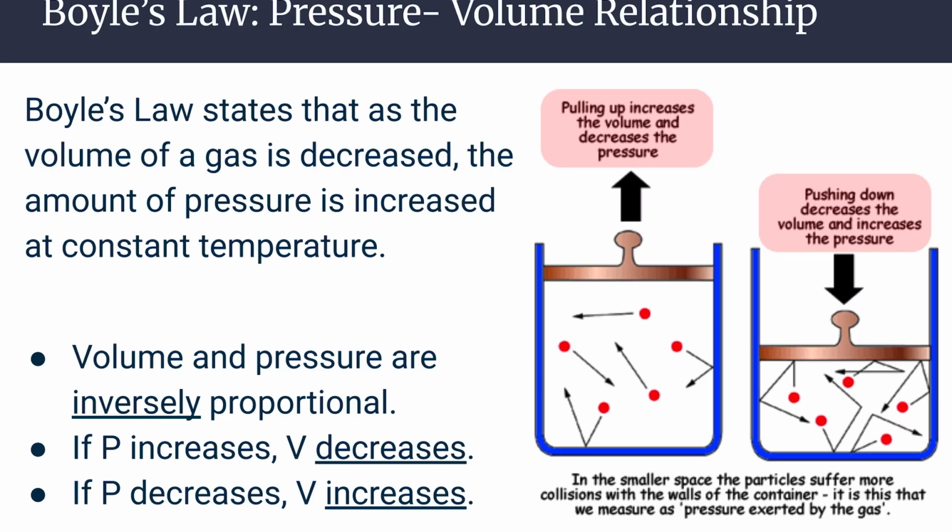And with those, we could also switch them. We could say if volume decreases, pressure increases. How those are typed out on there is just because we're comparing pressure and volume. Again, the image on the right shows us that pulling up increases the volume and decreases the pressure. Those particles have more space to move around, which means they're not going to collide with the container as much. But when we push down, it decreases the volume and increases the pressure, because then those molecules have less space, so they're going to collide more.